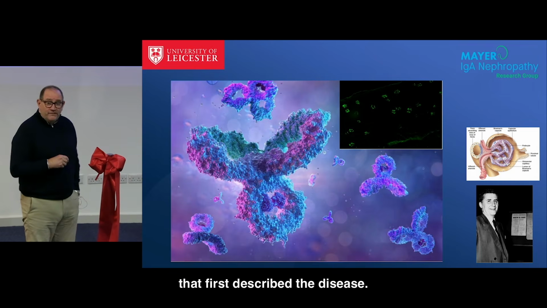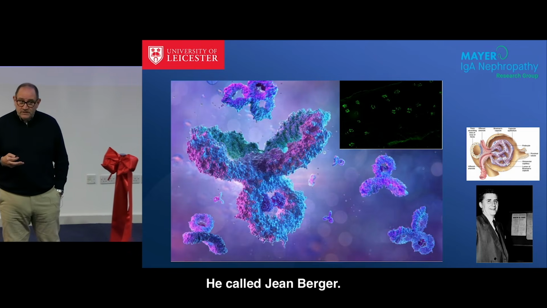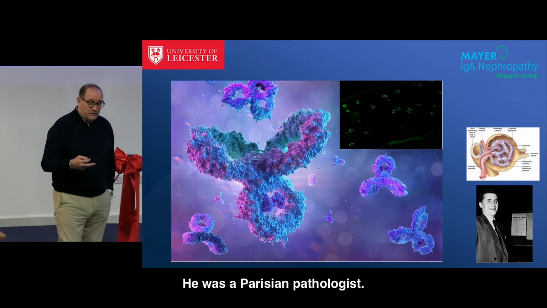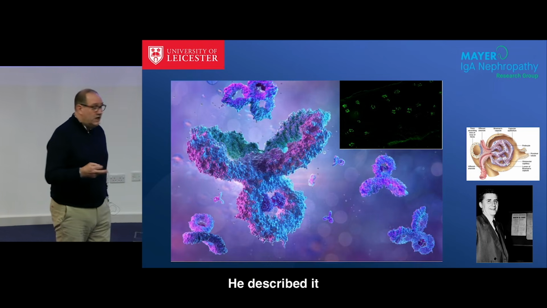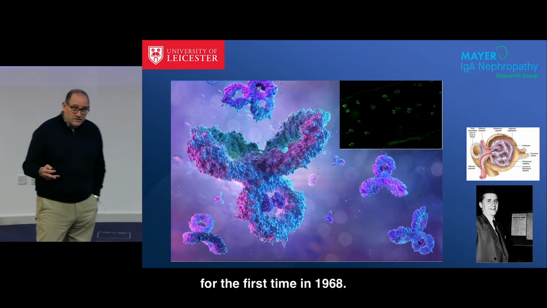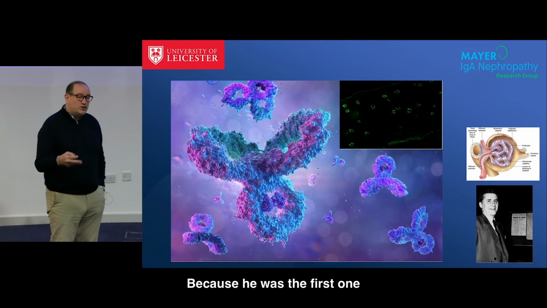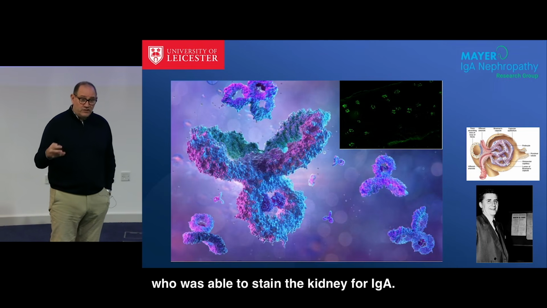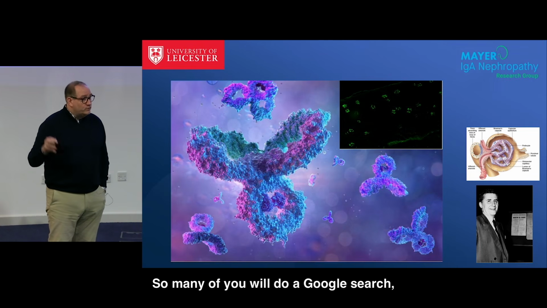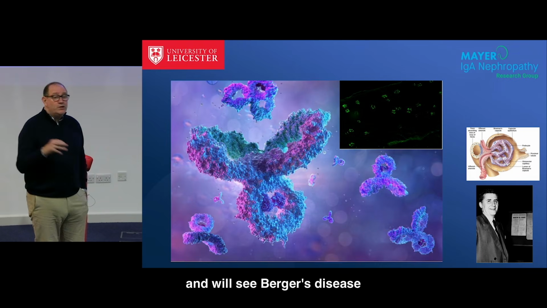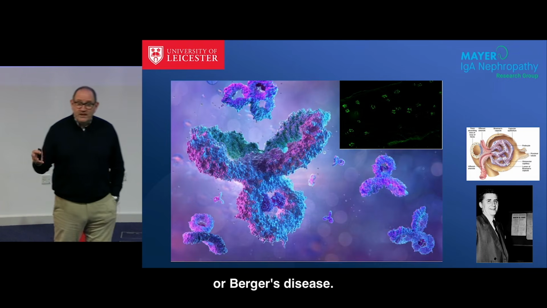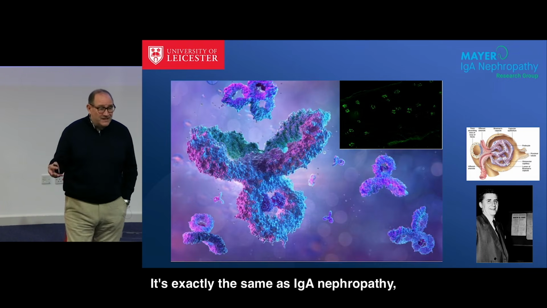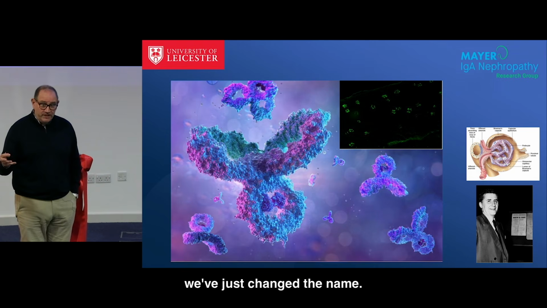This is the chap that first described the disease. He's called Jean Berger. He was a Parisian pathologist. He described it for the first time in 1968 because he was the first one who was able to stain the kidney for IgA. So many of you will do a Google search and you'll see Berger's disease. That's what it used to be called. It's exactly the same as IgA nephropathy. We've just changed the name.